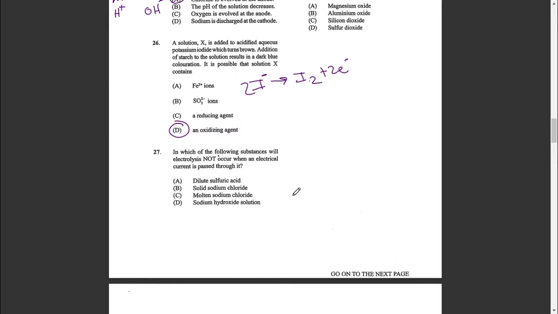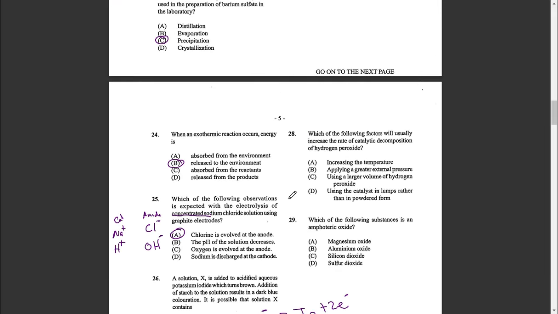27. In which of the following substances will electrolysis not occur when an electrical current is passed through it? Dilute sulfuric acid, solid sodium chloride, molten sodium chloride, or sodium hydroxide solution? It is solid sodium chloride. 28. Which of the following factors will usually increase the rate of catalytic decomposition of hydrogen peroxide? We know that increasing the temperature would significantly increase the decomposition of hydrogen peroxide.